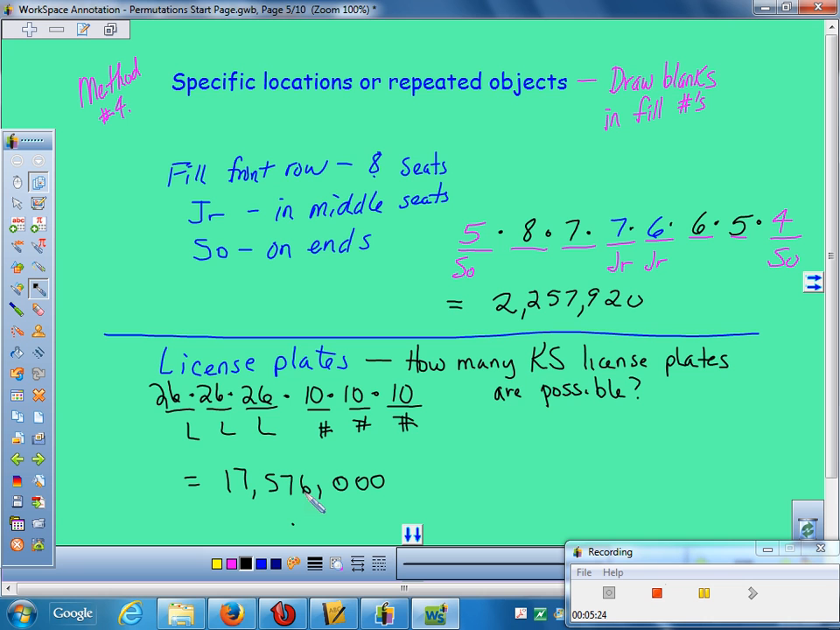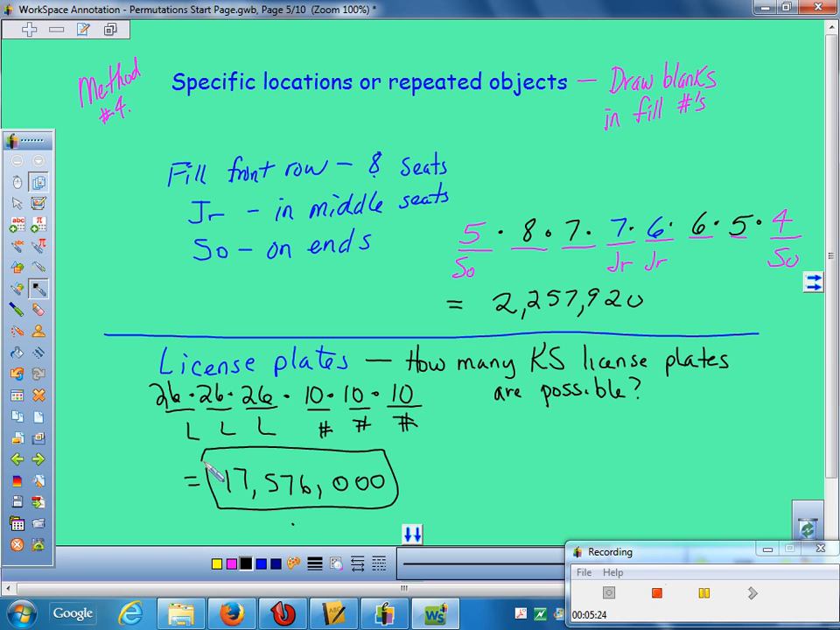But how many vehicles do people own? So yeah, you can't just have one license plate per person. Yeah, you may have multiple vehicles. So, and that's not all the custom license plates and the commercial license plates and all that other stuff.